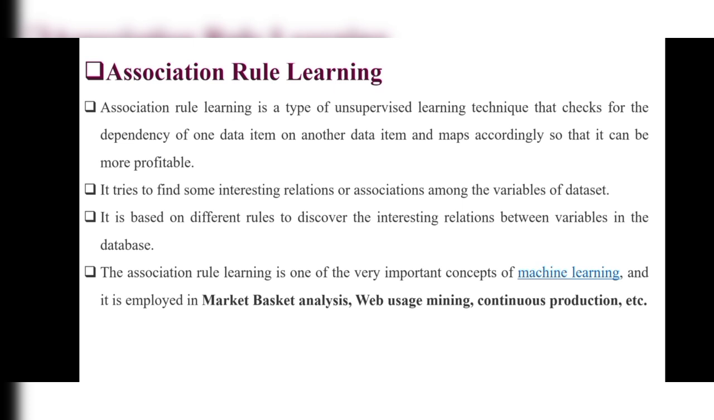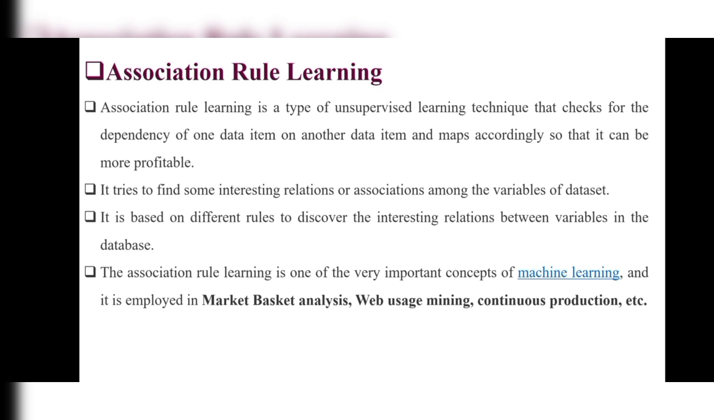Next, it tries to find interesting relations or associations among the variables of a data set. It finds the relationship between one data set and another. It is based on different rules to discover interesting relations between variables in the database. Based on those relationships, we can estimate how strong the relationship is between two data items.